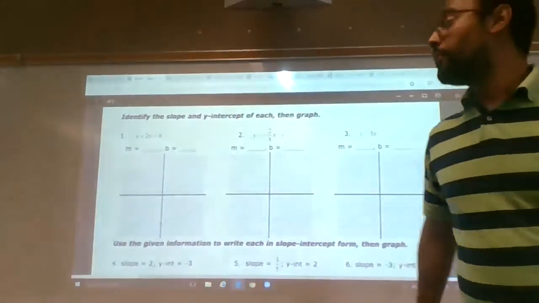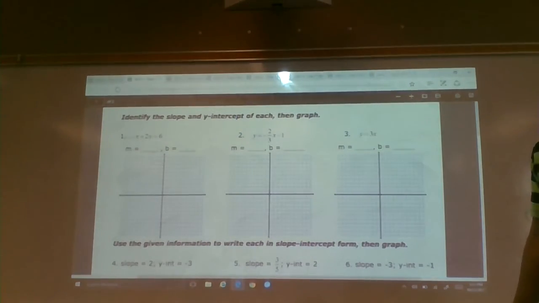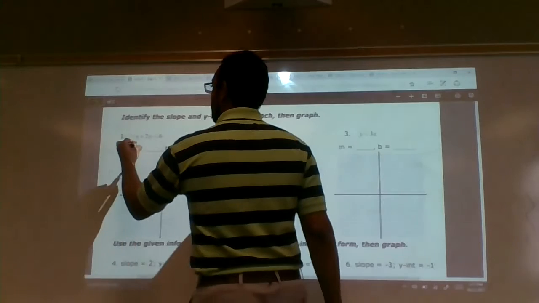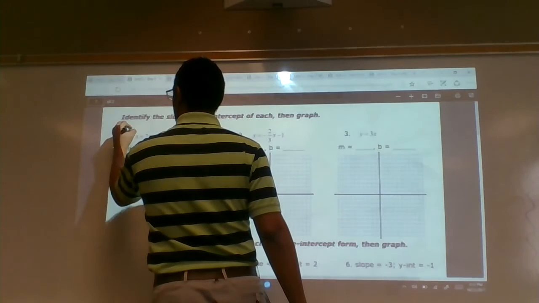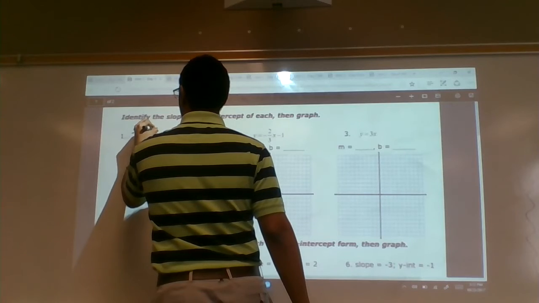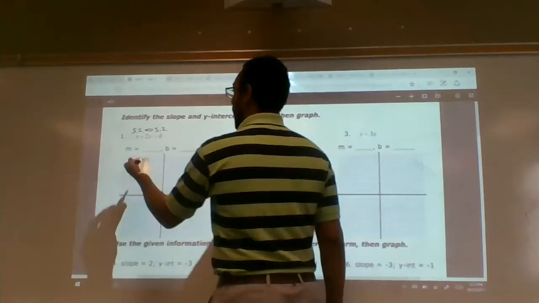Okay, so for the first three, you're identifying the slope and the y-intercept of each, and you're graphing. Okay, so what does that look like? Let me do number one for you. So this is in standard form. I want it in slope-intercept form. So we need to solve for y.